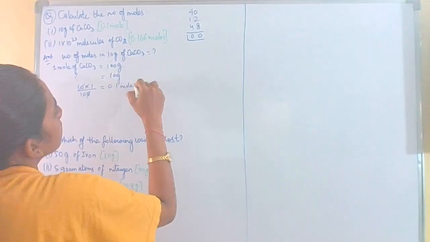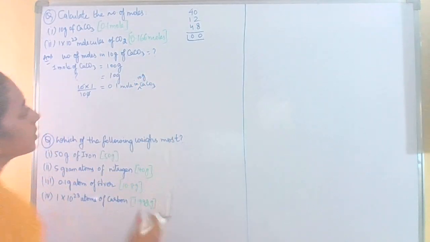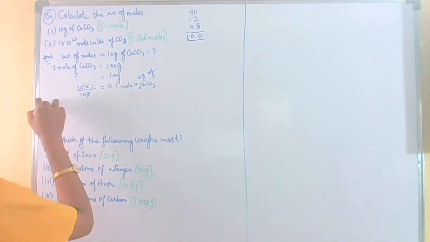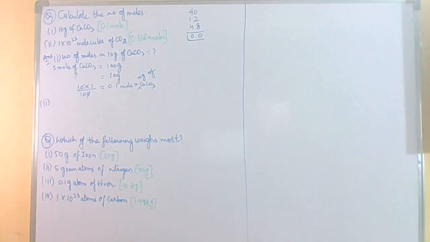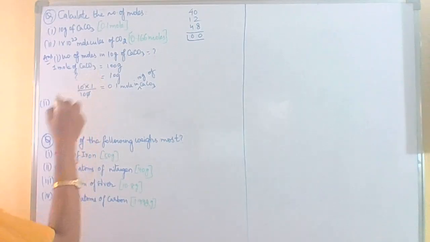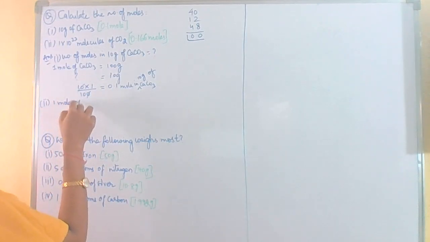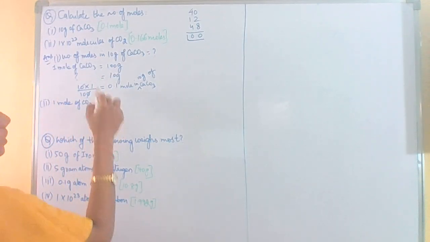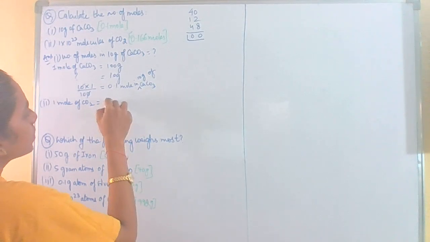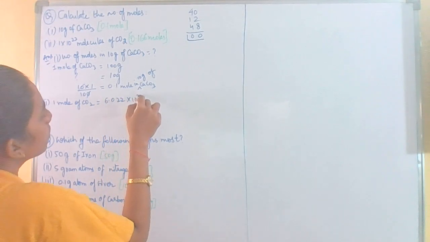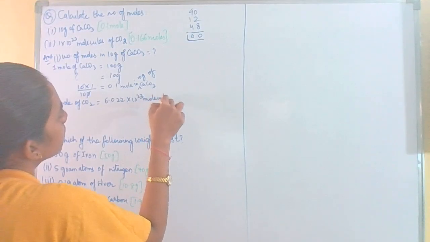0.1 mole in 10 grams of CaCO3. Now the second one we'll see. This is the first one. We have to calculate the number of moles in 1 into 10 to the power 23 molecules of carbon dioxide. 1 mole of carbon dioxide contains how many molecules of carbon dioxide? 6.022 into 10 to the power 23 molecules of carbon dioxide.